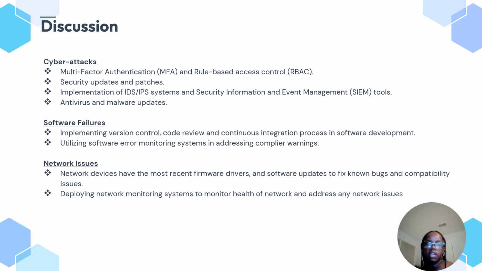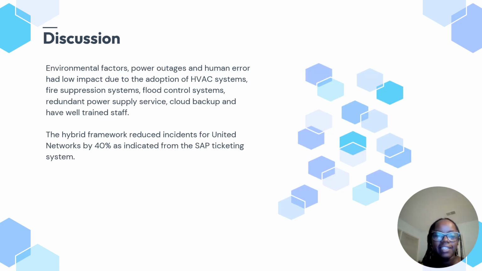The environmental factors, power outages, and human errors had low impact, and this was due to the adoption of the HVAC systems, the flood control systems, and having a redundant power supply. Aside from that, they had a cloud backup and a very well-trained staff. So the hybrid framework that was adopted by United Networks reduced the incidences by 40%, and this was indicated by the SAP ticketing system.